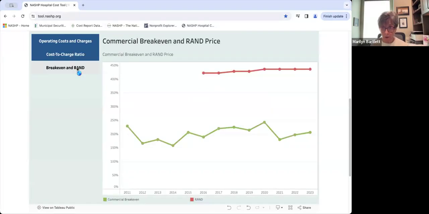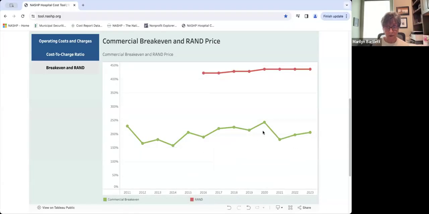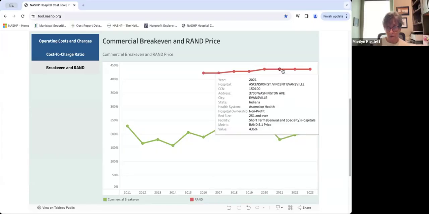This particular hospital, we are comparing it to RAND. Now, we're using the commercial break even that's calculated from the hospital Medicare cost report. And again, this break even considers all costs of the hospital, everything that they reported. And you're going to see the RAND price from their particular survey.